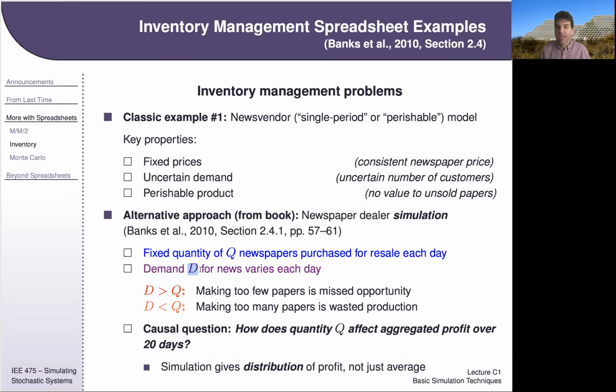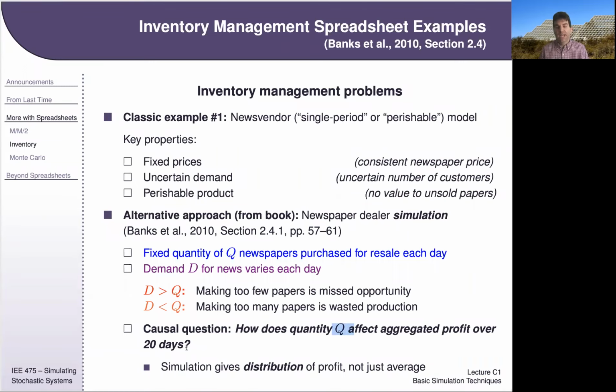And then we're going to simulate that the demand, the number of newspapers purchased per day, is going to vary. If on a particular day the demand is greater than the quantity you bought, that means you bought too few, a missed opportunity. Or if the demand is less than the amount you bought for that particular day, then you bought too many and it's wasted production.